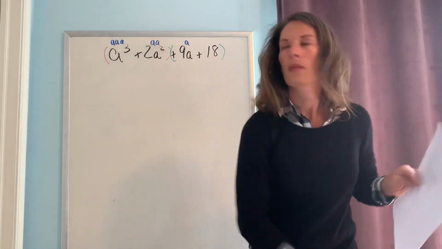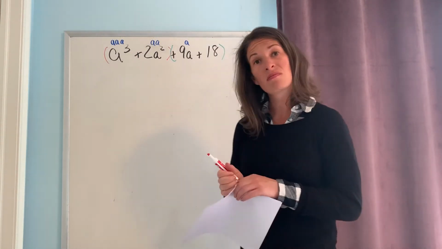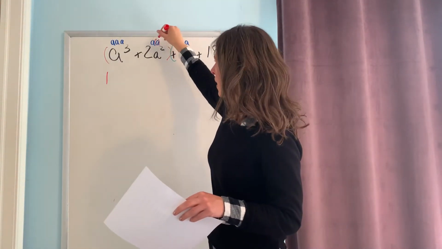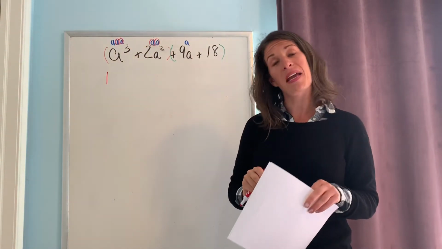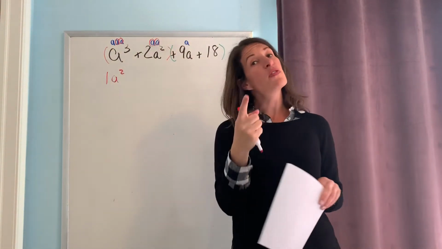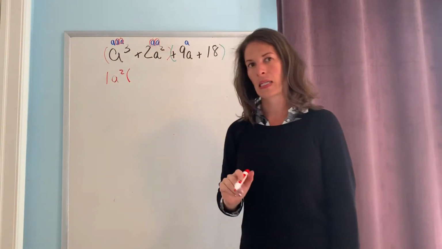So I am looking, what number goes into 1 and 2? It's just a 1. And then I have 2 A's here and 2 A's there. So I can take out 2 A's or A squared. Since I've dealt with both the number and the variable, I can move on to my parentheses.